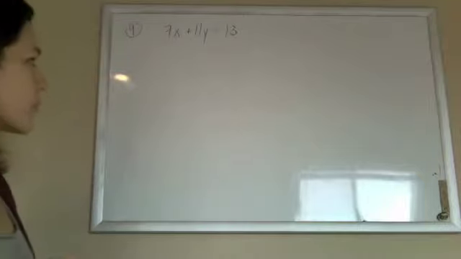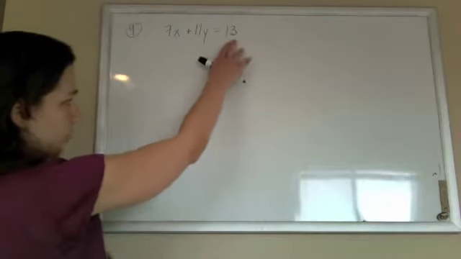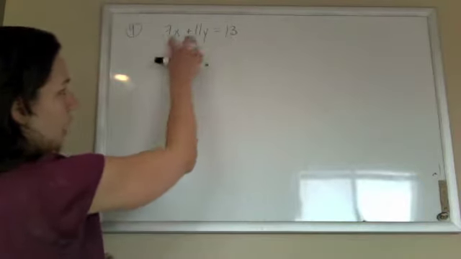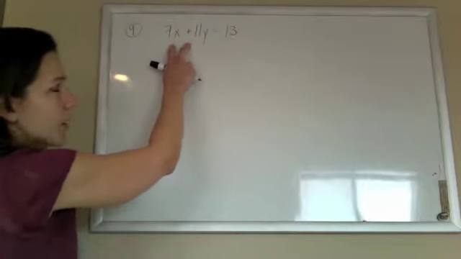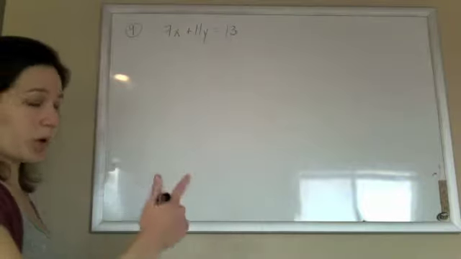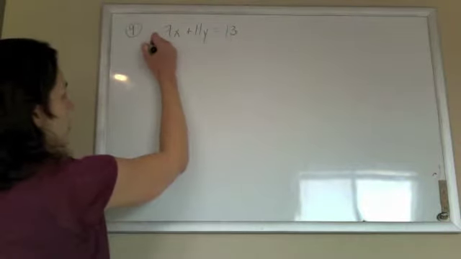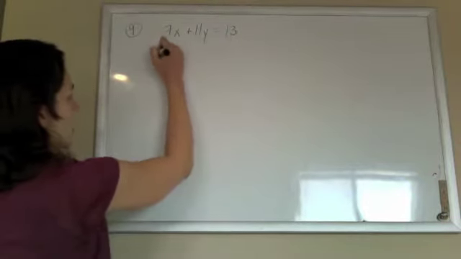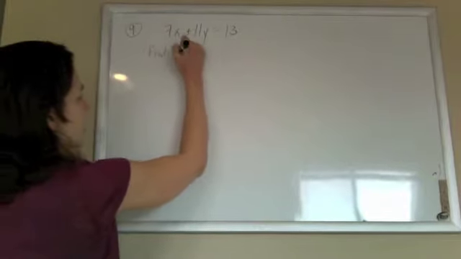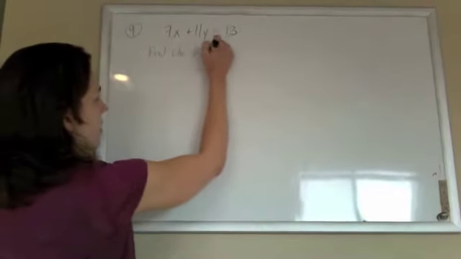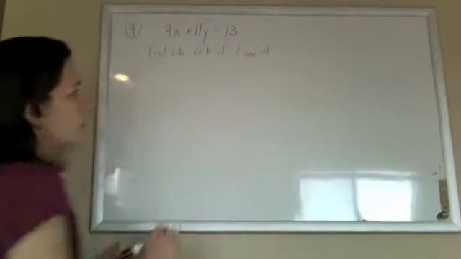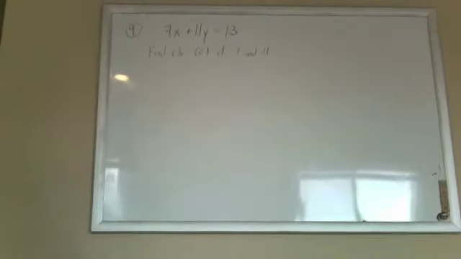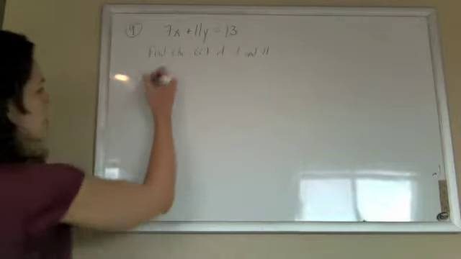And the first step we're going to do is actually ignore that 13 for a second, and we're going to prove that the greatest common factor of 7 and 11 is 1. So we're just going to find the GCF of 7 and 11. And so we can do that, it's not so bad.